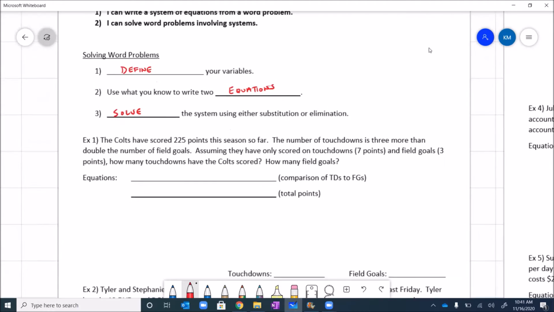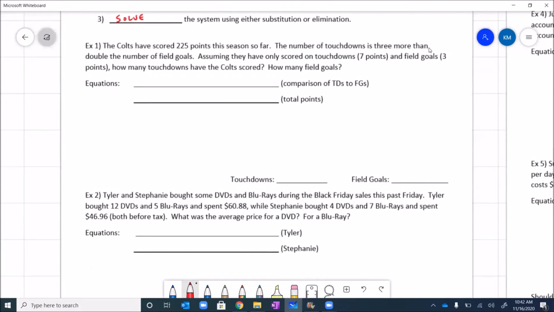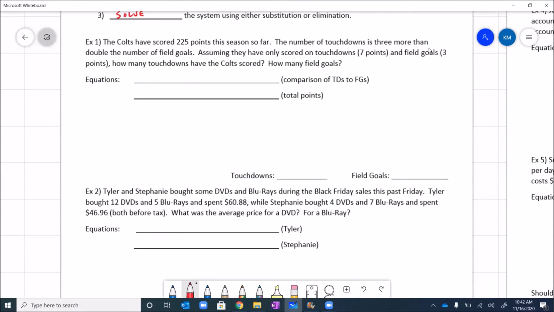Okay, so let's look at this first problem. It says the Colts have scored 225 points this season so far. The number of touchdowns is 3 more than double the number of field goals. Assume they have only scored on touchdown 7 points and field goals 3 points. How many touchdowns have the Colts scored? How many field goals? So there are two variables that we have to deal with. T for touchdowns and F for field goals.